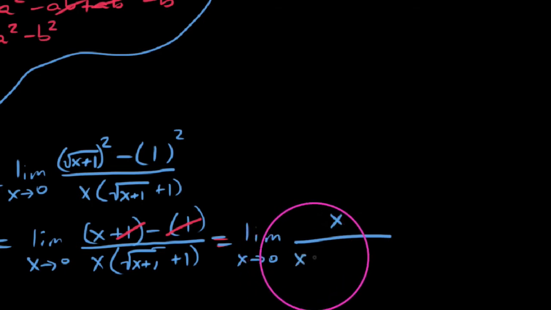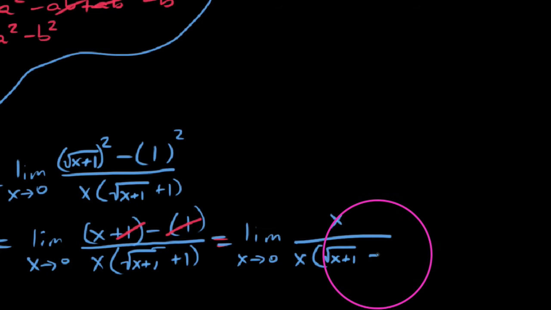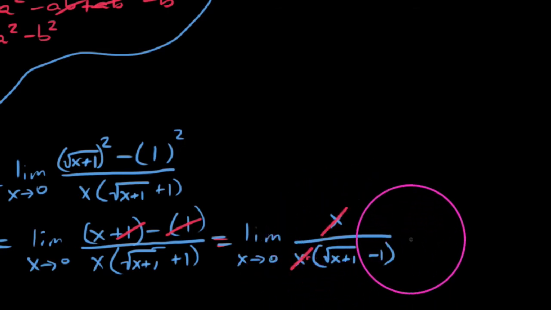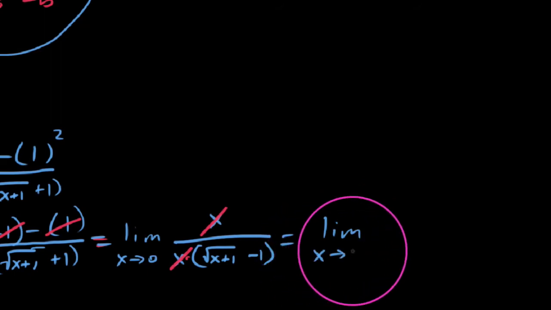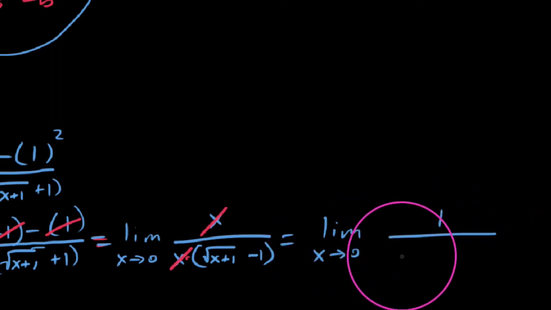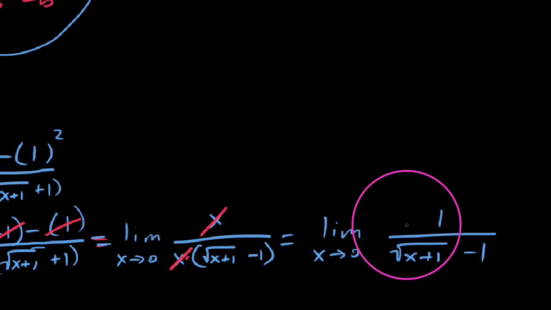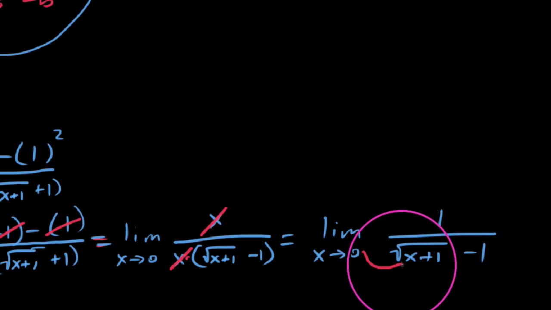On the bottom we have x times the quantity, the square root of x plus 1 minus 1. And the beautiful thing about this is now we have x over x times something. Since the bottom's a product, we can cancel out these x's. Now we're left with the limit as x goes to 0 of 1 over the square root of x plus 1, that minus 1. Why we wanted to arrive at this in the first place is because we now have the capability of direct substituting into this expression.